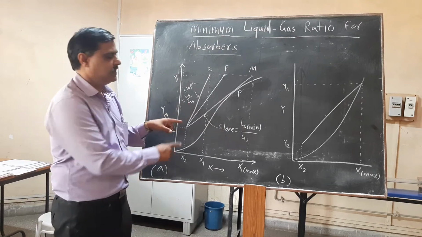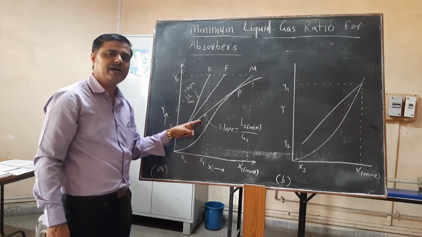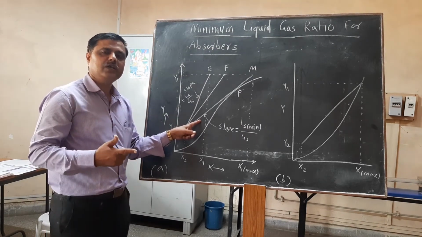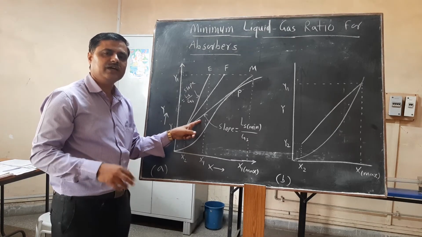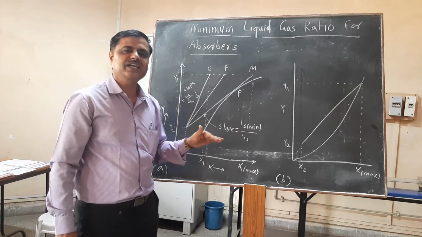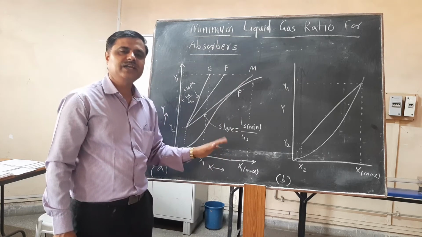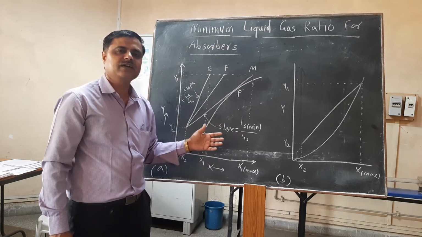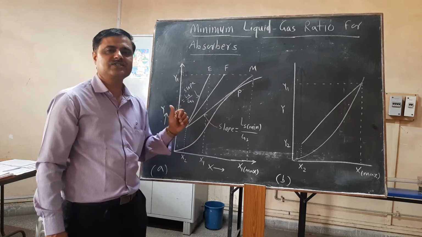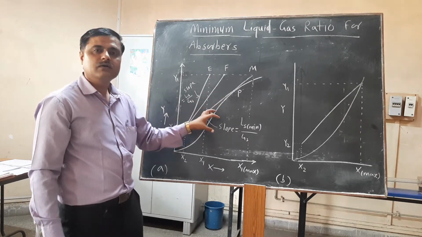That means when the operating line is tangent to the equilibrium curve, it gives the minimum liquid to gas ratio. For the actual operation of the absorber, the actual liquid to gas ratio is generally greater than the minimum. While designing the absorber, we should know the minimum Ls by Gs. Then the actual Ls by Gs is around 20 to 30% greater than the minimum liquid to gas ratio. This is one case.